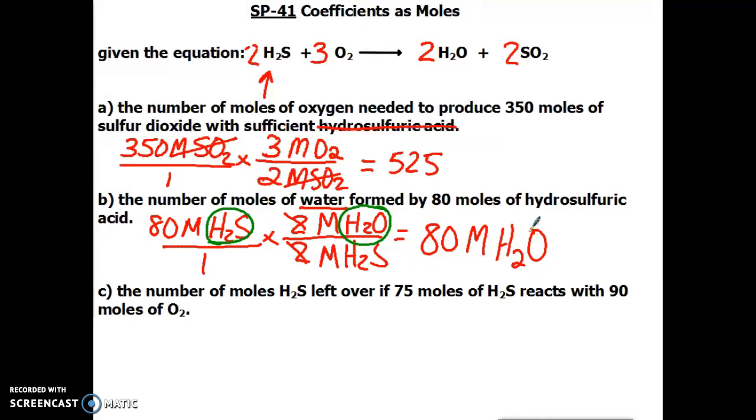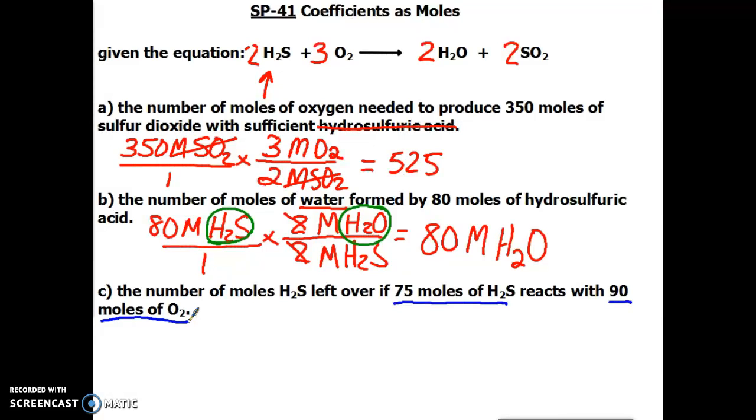All right, my last problem, a little bit extra that you have to do on this problem right here. This question asks for the number of moles of H2S left over if 75 moles of H2S react with 90 moles of O2. Now, normally, every time we start a problem, we start with what it is that we have and put it over 1. But this time, I have 2 numbers. I have 75 moles of H2S, and I have 90 moles of O2. So the first question would be, does it matter which one I start with? And the answer to that is yes, it does.